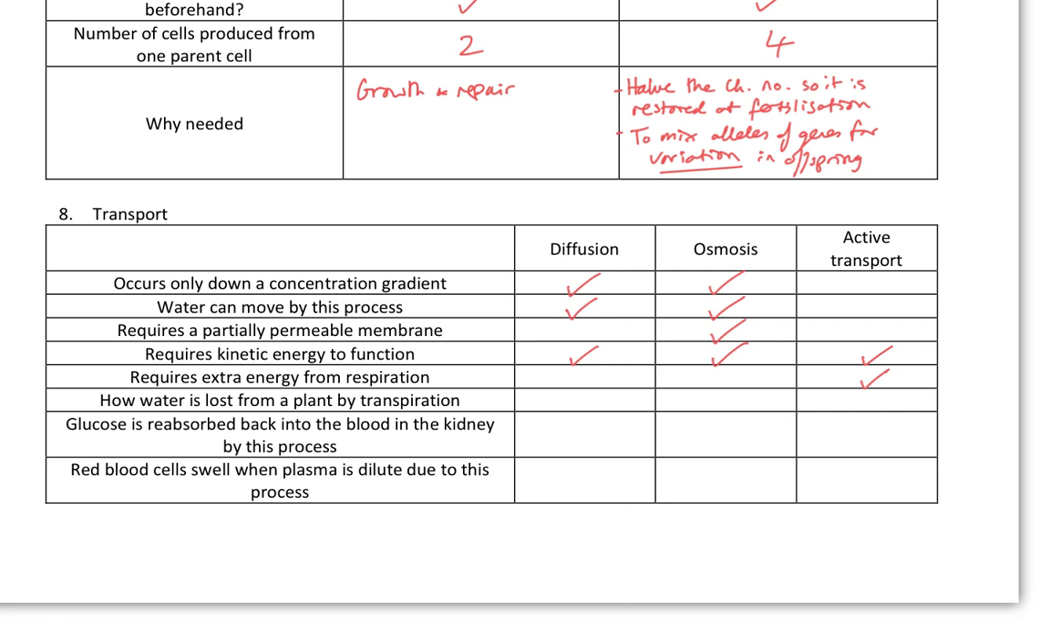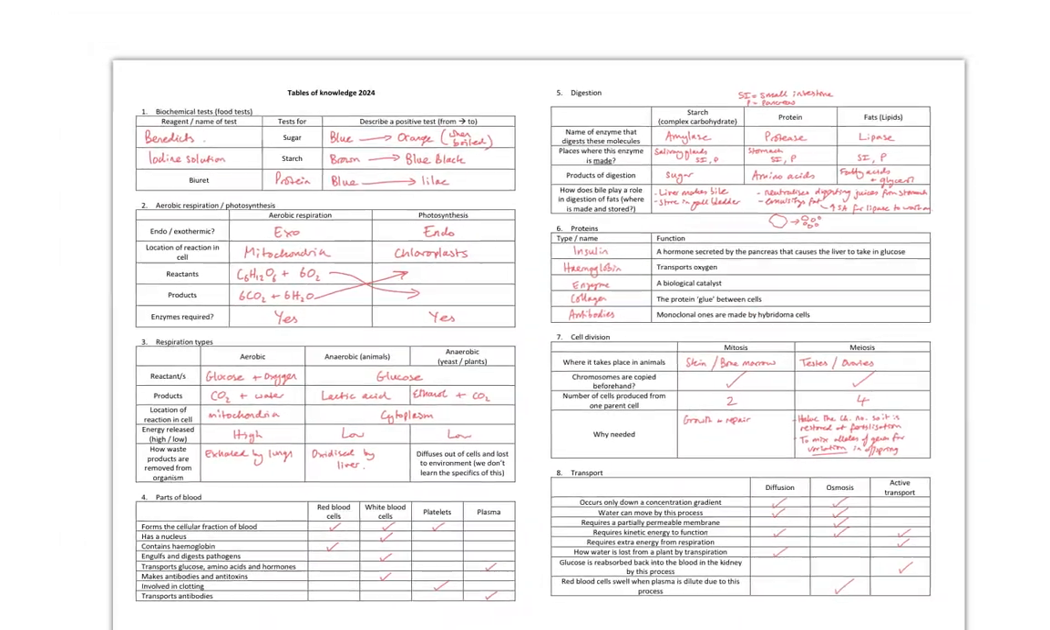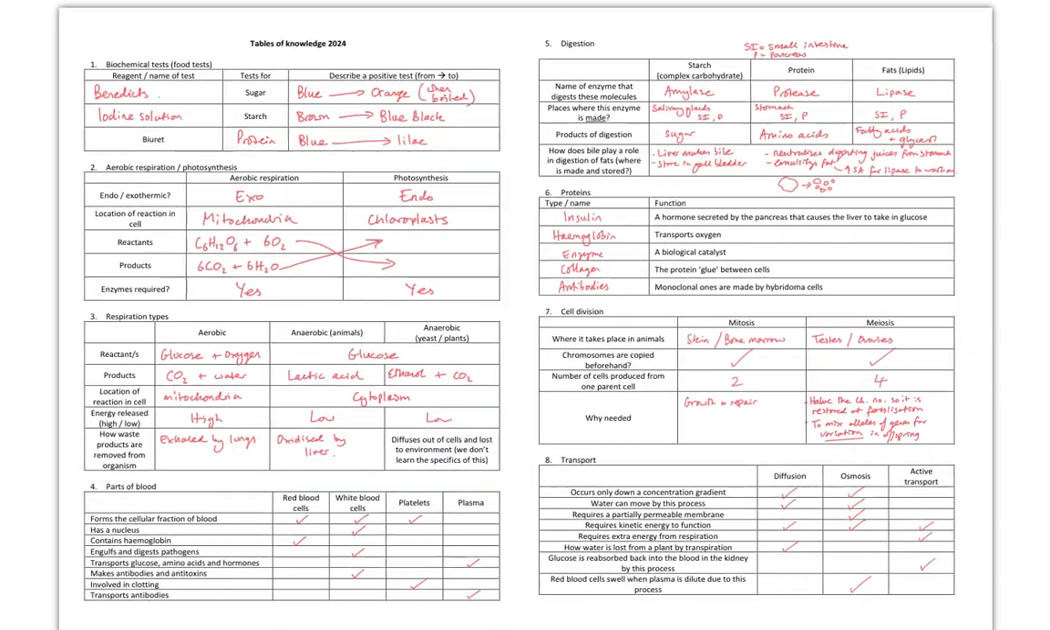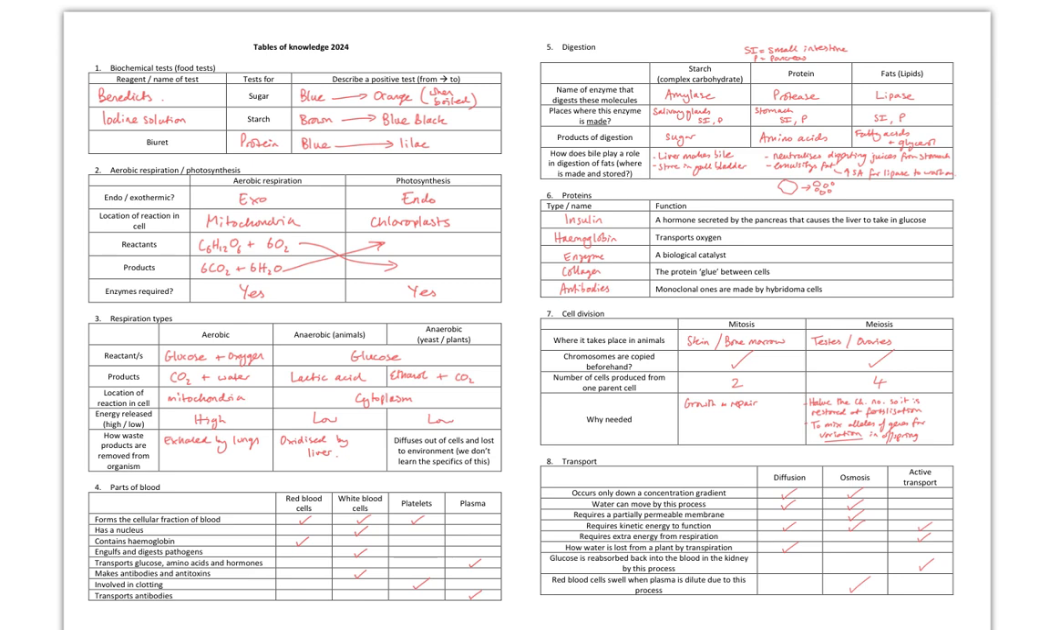How water is lost from a plant by transpiration, that's just diffusion. It's diffusing from the surface of cells in the cell wall, and diffusing out through the airspace, through the stomata. So it's just water vapor. Glucose is reabsorbed back into the blood in the kidney by this process. Yeah, that's active transport. And red blood cells swell when plasma is dilute due to this process. Is good old osmosis. So we've covered lots there, and hopefully there was something that you thought you knew but you didn't. Wonderful. I'll stop there.